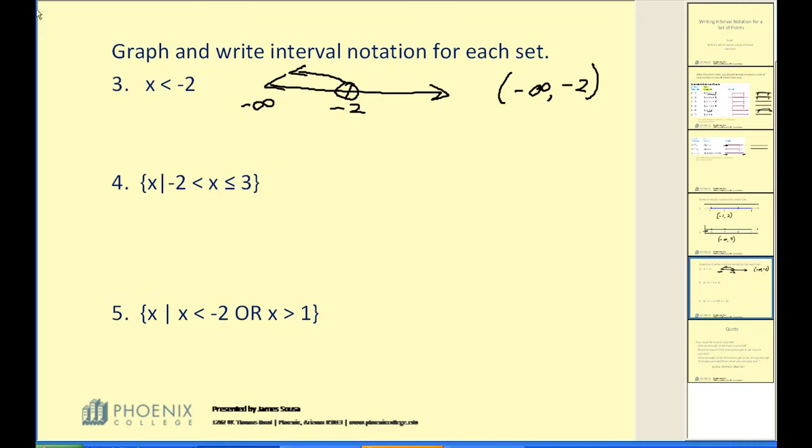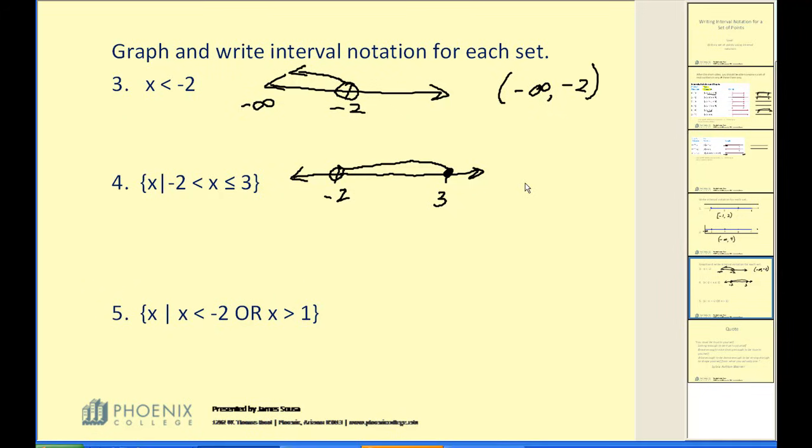Two more here and we'll be done. X such that negative 2 is less than x less than or equal to 3. Have a compound inequality here. Let's go ahead and graph it. X is kind of sandwiched between negative 2 and positive 3. It does not include negative 2, but it does include positive 3. And the interval is between those.